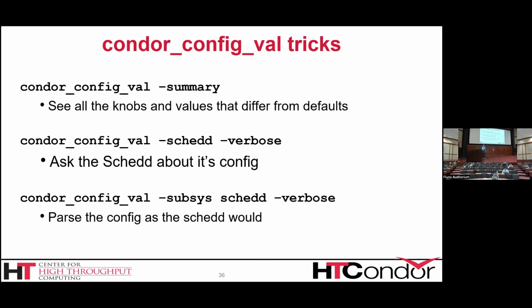And then there's a variation on this, which is condor_config_val -subsys schedd, which doesn't talk to the schedd. What it says instead is read the config file as if you were the schedd. Now, if you have a simple config, this will be no different than the regular condor_config_val output. But if you're using some of these advanced tricks, the schedd's view of the config files will in fact be different. And this can be useful in pools that are doing interesting things.